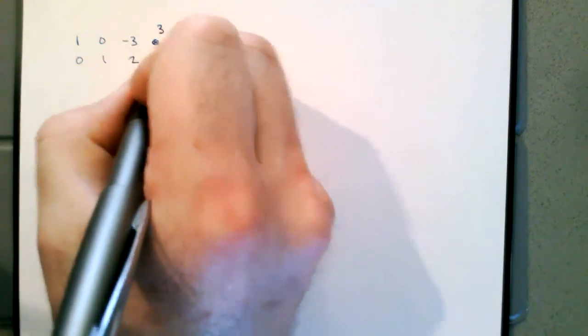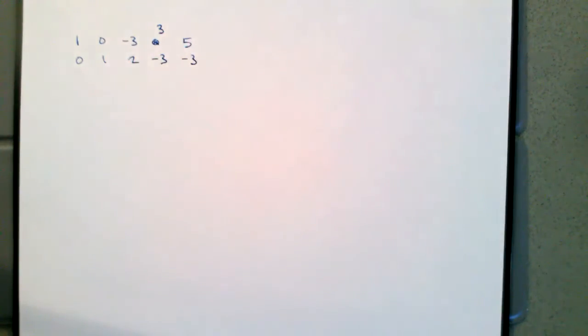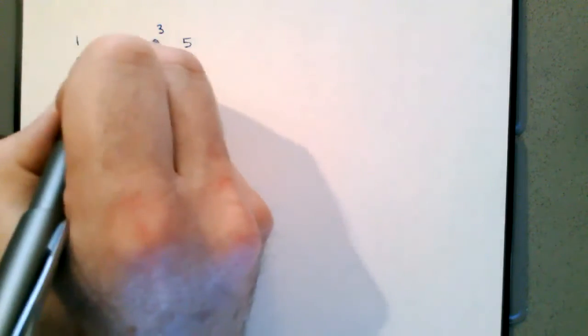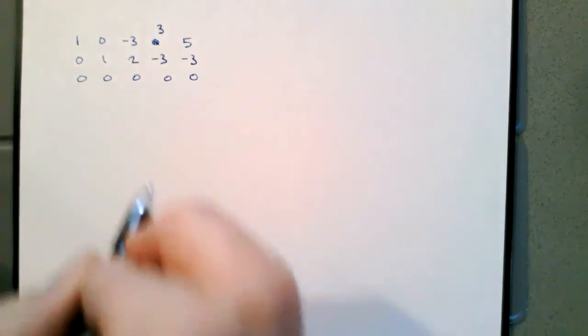The second row is going to be, oops, I missed a step. One, 0, -3, 3, 5. My second row is not going to change because that's where I'm doing the pivot. 1, 0, 2, -3, -3. My third row is going to be all zeros after I do that pivot. And my fourth row will be 0, 0, 0, -5, 0.